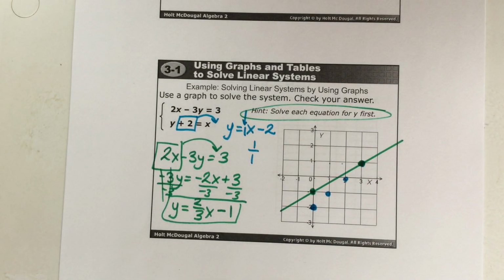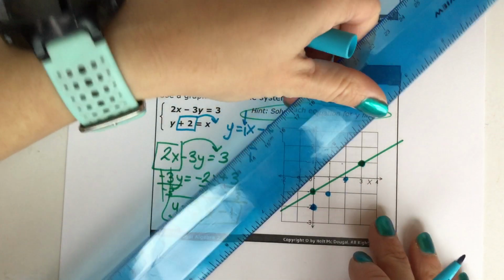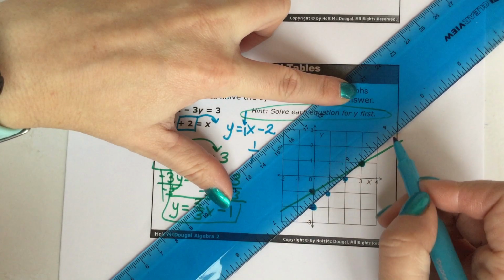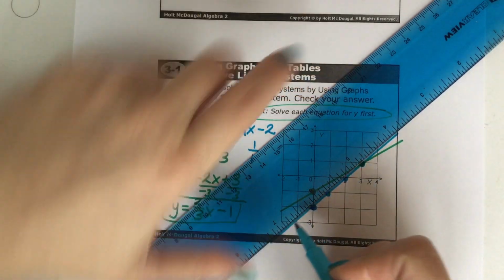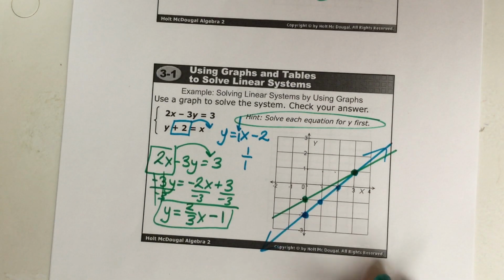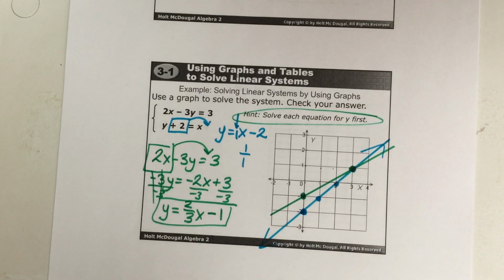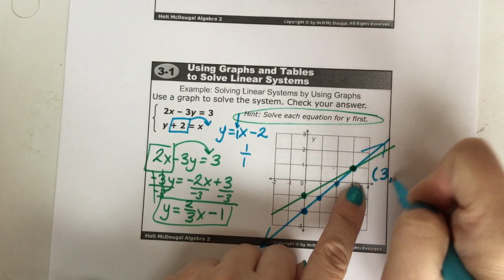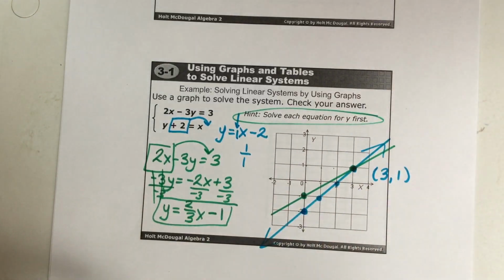Now I know it only takes 2 points to make a line, but when we're trying to solve by graphing, the more points you have, the more accurate it's going to be. So that's why I went ahead and did 1, 2, 3, 4 points instead. Now I can really quickly identify the solution. Your solution is the ordered pair where those 2 lines cross. So my solution is 3, 1, because that's where this ordered pair is.